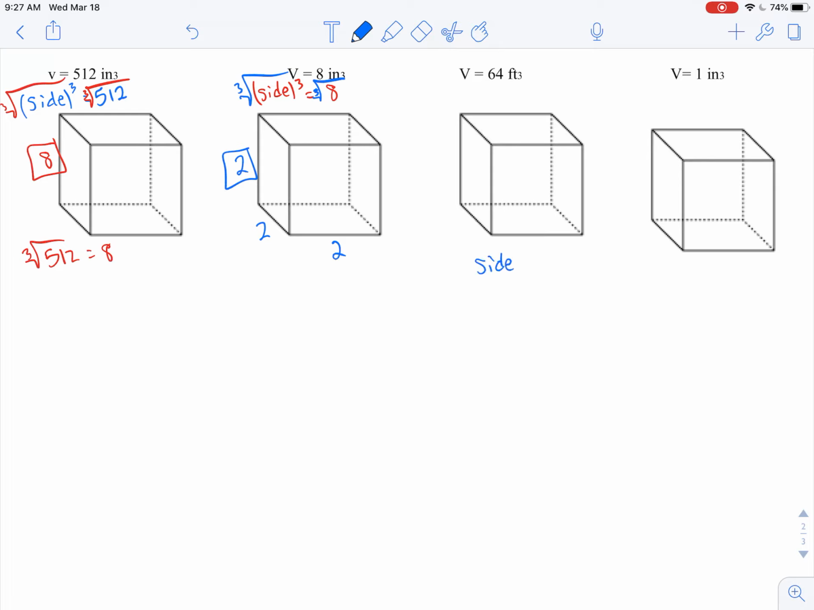So here again, side length cubed got me 64. So we'll do the opposite of cubing, which is a cube root. And the cube root of 64 is 4. And last thing here, cube root of 1 is just 1.